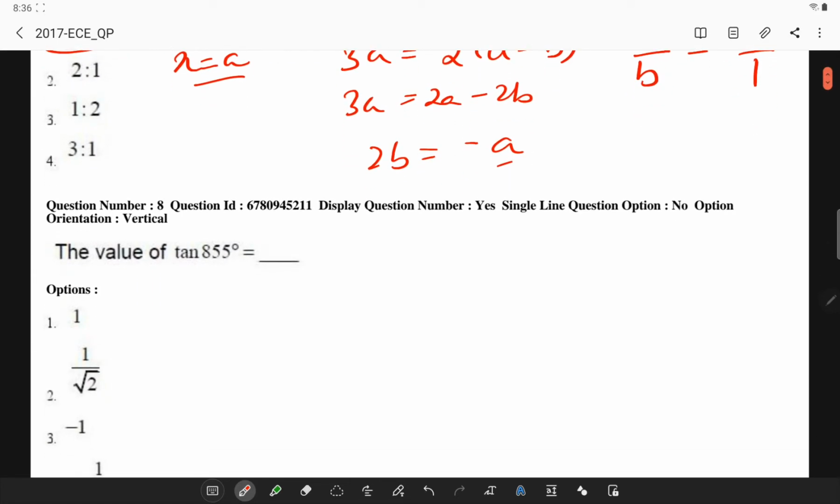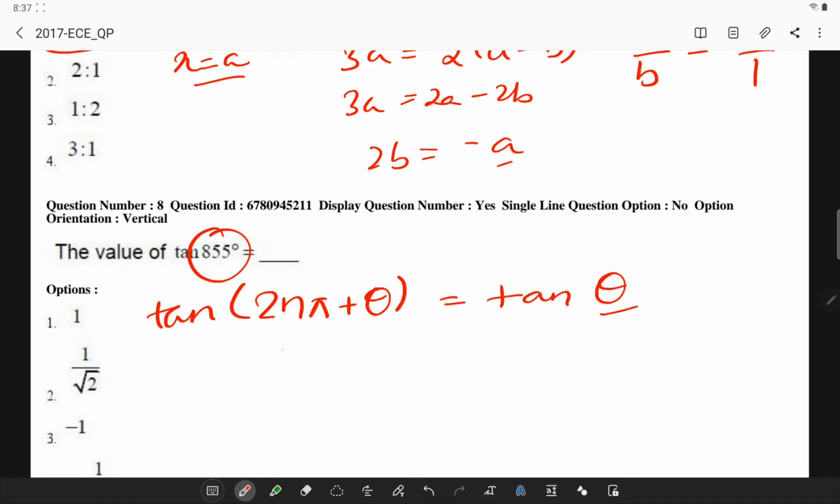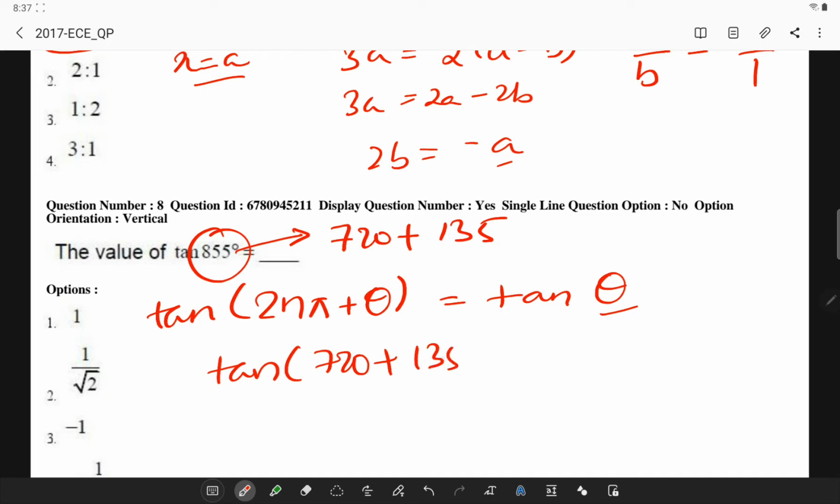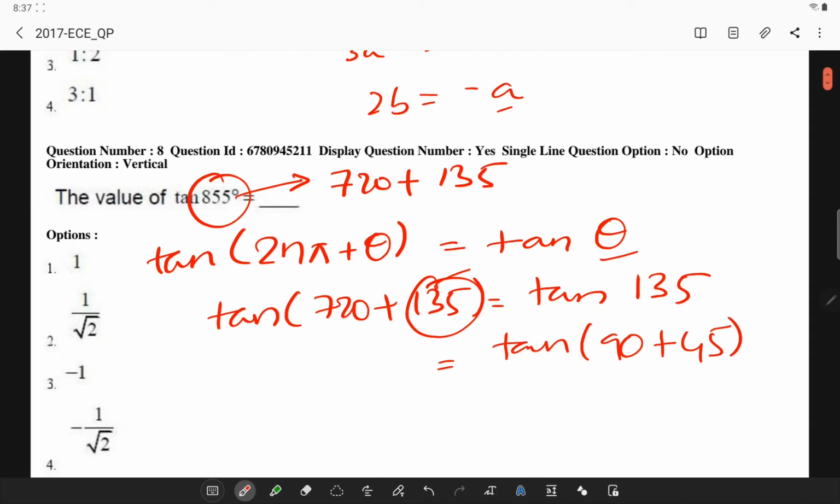Next, what is the value of tan 855 degrees? So we generally remember tan 0, 45, 60 and 90. So I have to write it in the form of tan 2n pi plus theta, and tan 2n pi plus theta is generally tan theta. So see, 855 nearest multiple is 720 and the remaining part is 135. So I can write this as tan 720 plus 135, which is simply tan theta or tan 135. So here I will be left with tan, this I can write as tan 90 plus 45, which is cot 45, or which is minus 1.